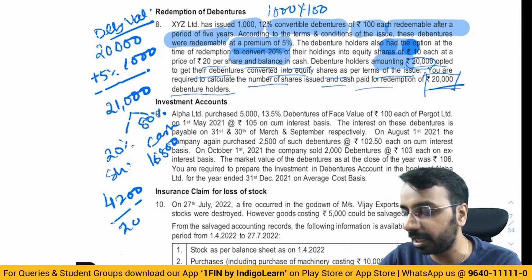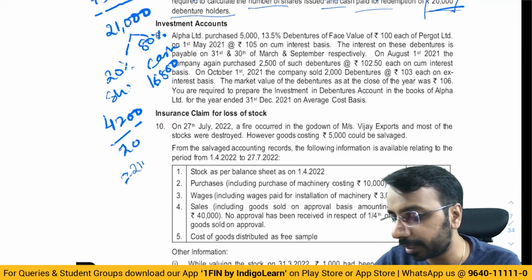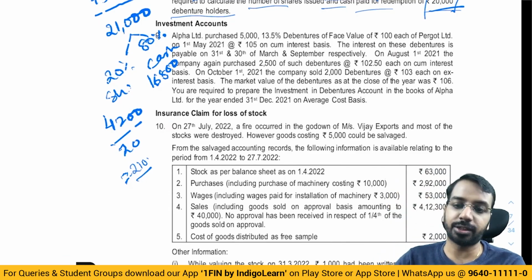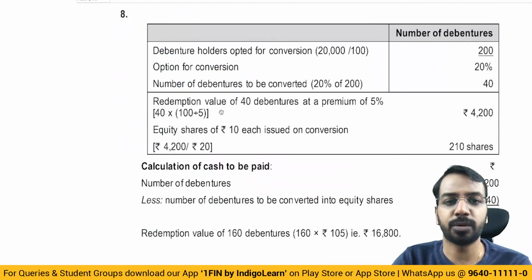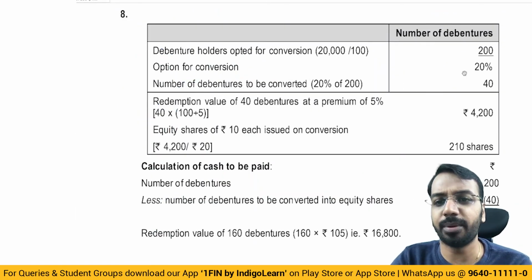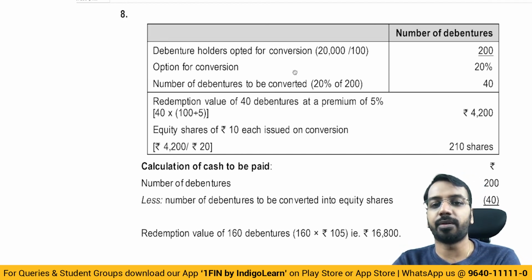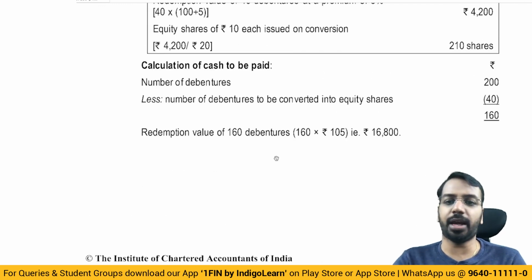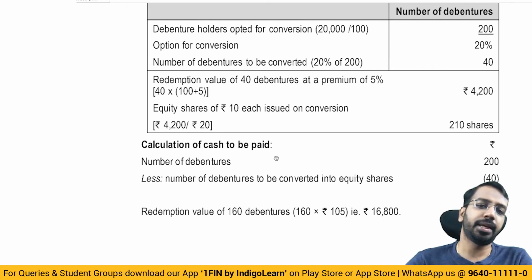4,200 divided by 20, you will get 210 shares, right? 210 shares that are to be issued. So simple. You can also do it this way: 200 debentures, of which 20% opted to be converted. So the number of debentures is 40, redemption value 210. So that way also it is fine, and this way also it is fine. Either way, you need to understand the logic and get it done.